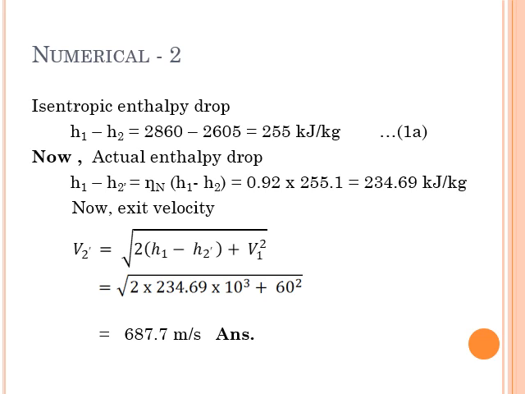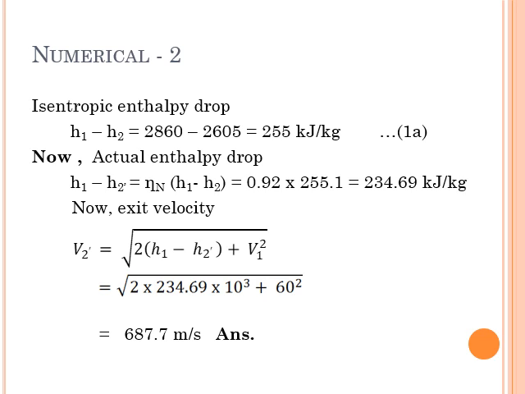Now actual enthalpy drop H1 minus H2 dash is found out by multiplying H1 minus H2 by efficiency eta n. So it is found out to be 0.92 into 255.1, that is equal to 234.69 kilojoule per kilogram. Now we are in a position to apply the formula for exit velocity.